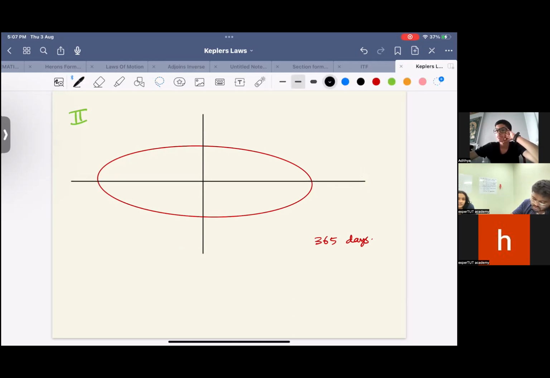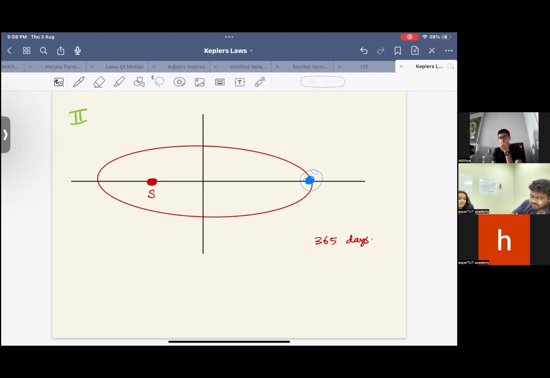Okay. Now see, sun is at one of the focus. So let's say sun is here. Okay. This is sun. अर्थ कैसे जाती है अभी? Earth, the green and blue planet. So Earth goes like this, right?